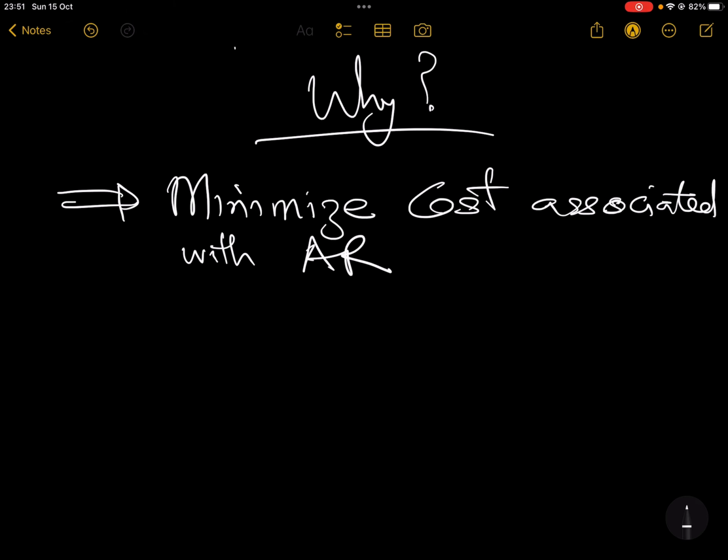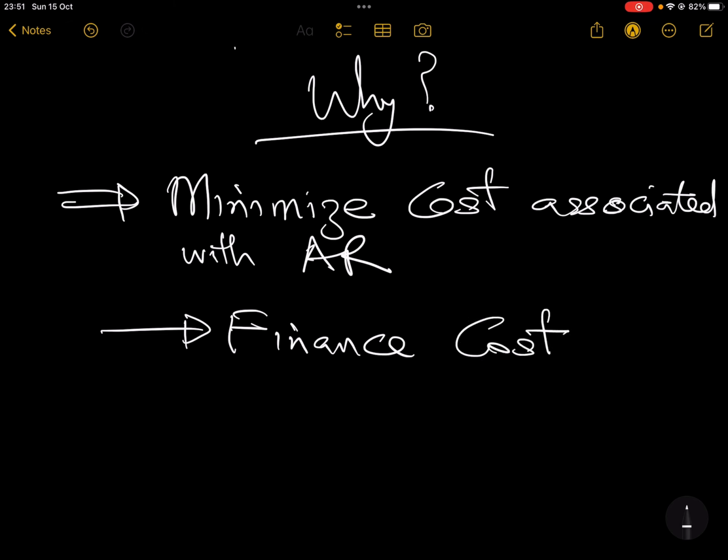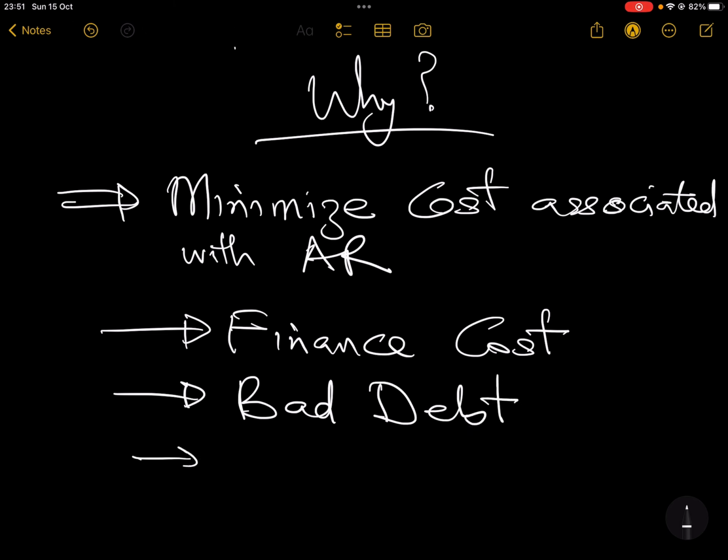And the next question you should be asking me is, what are those costs associated with account receivable? Are there any such costs? Yes, there are costs associated with account receivable, and I will list them out for you. The first one is the finance cost. I will explain each of these costs one after the other. There's finance cost associated with account receivable. There is bad debt cost. And there's administrative cost, or I call it admin cost.